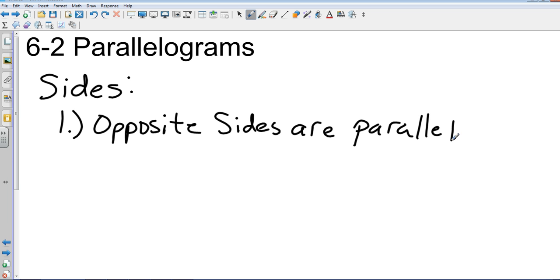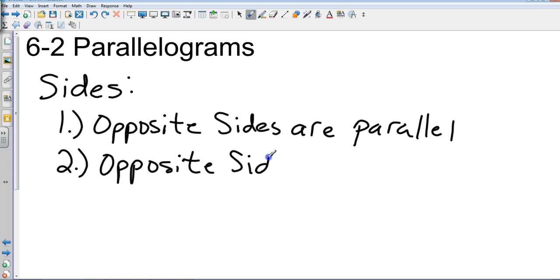Opposite sides are parallel and are equal. Okay, so the opposite sides are equal, and those are the 2 side properties. All right, so now we'll go into angles.